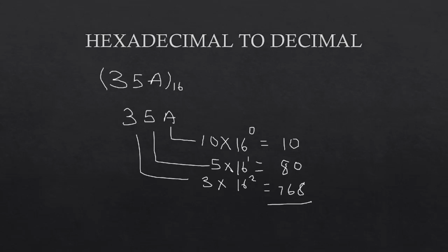Okay, now we have to add everything. So 10 plus 80 plus 768. What is the answer? 858 is the answer. That will be your decimal. Clear now?